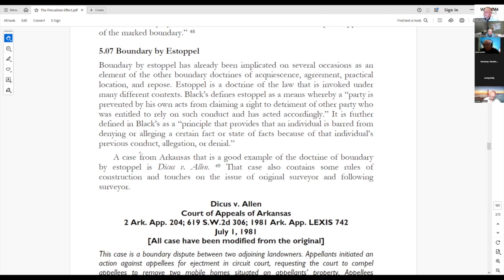The doctrine is based on the principle that a person should not be allowed to deny what they once acknowledged. It is designed to prevent fraud and injustice by protecting landowners who reasonably rely on their neighbors' misrepresentations.